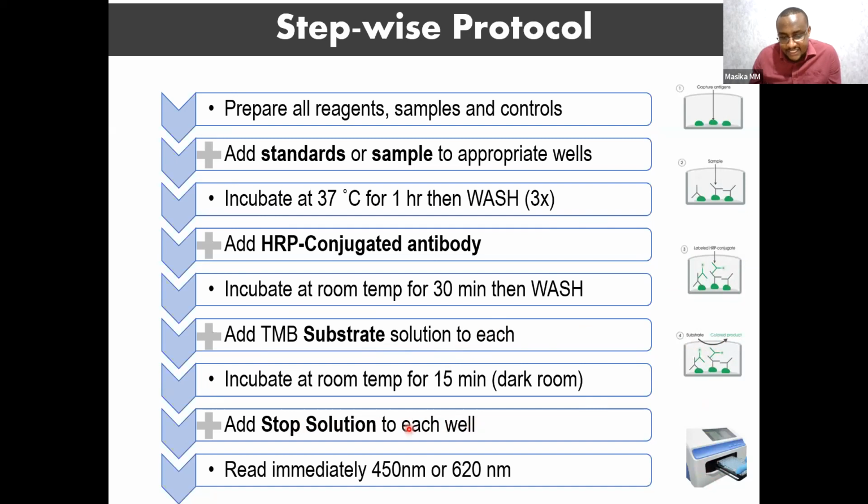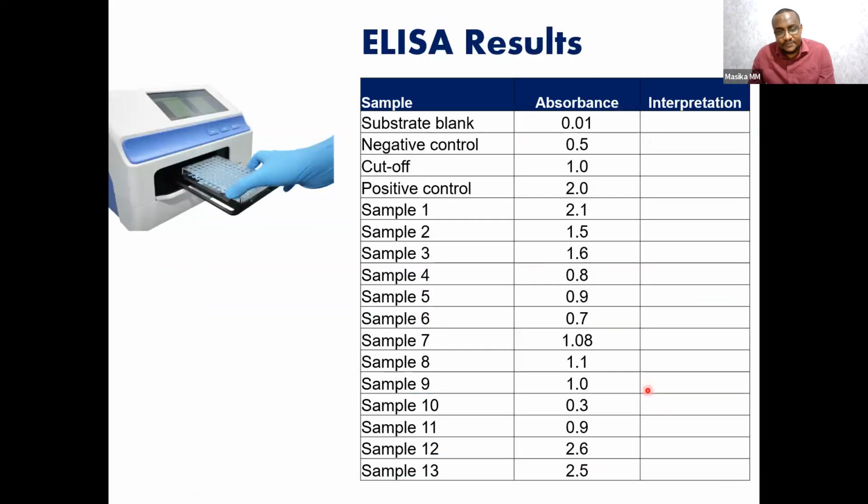And then you stop the reaction with an acid. After you stop the reaction, you don't wash, you go and read using an optical reader. And when you read, it will give you numbers like this. It will give you an Excel sheet. It will tell you the substrate had these absorbance, the negative control. And if you look carefully, you can see the positive control has a higher absorbance than the negative control, and so on and so forth.